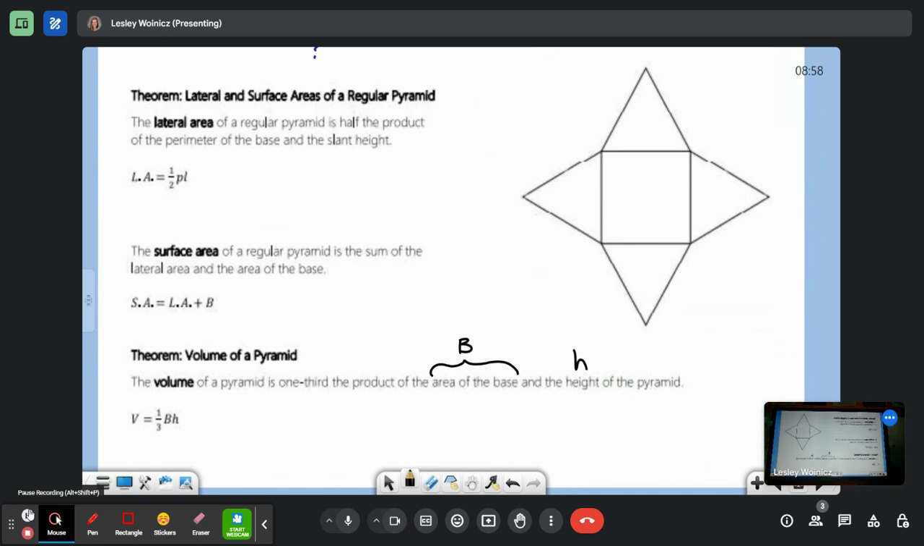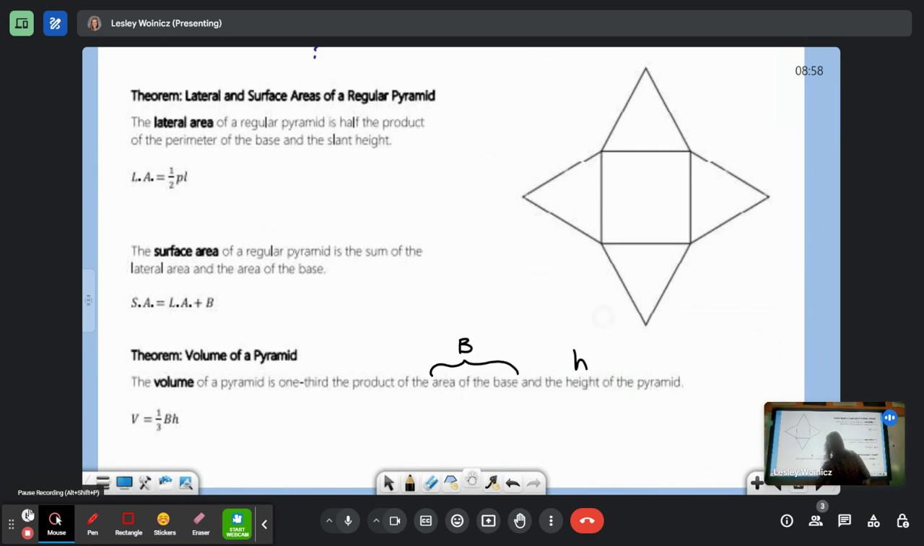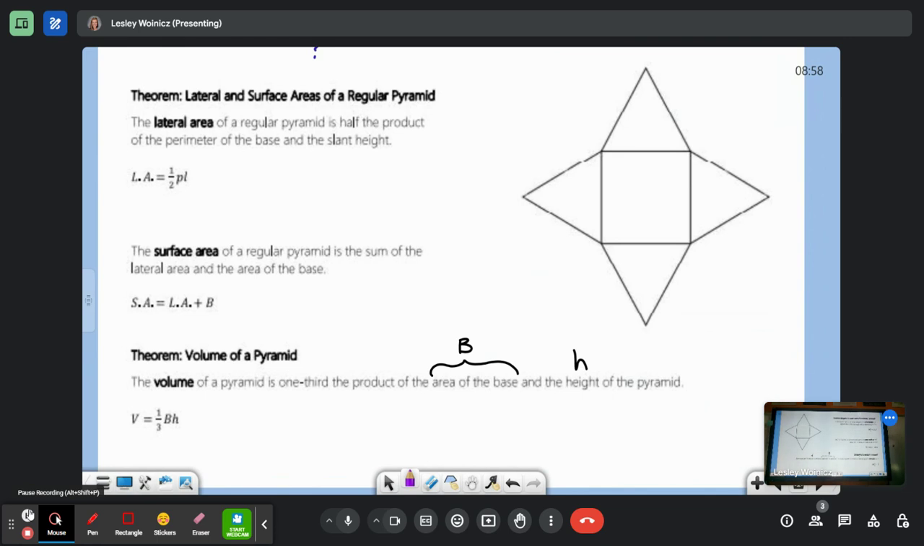Now let's talk about the lateral area. The lateral area of a regular pyramid is half the product of the perimeter of the base and the slant height. That's a lot. So let's see if we can figure out where that comes from.